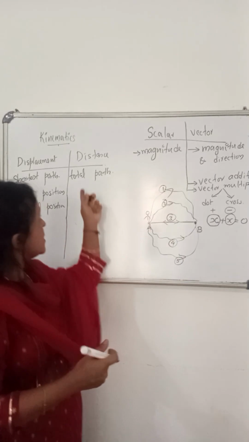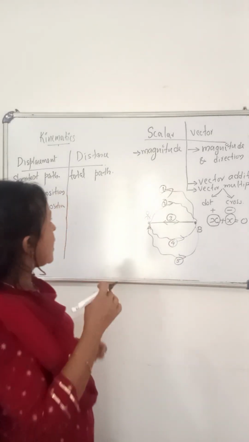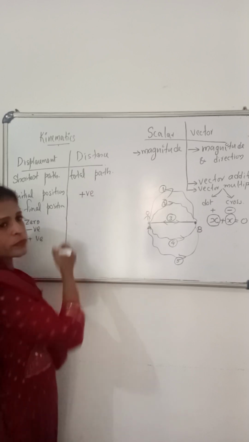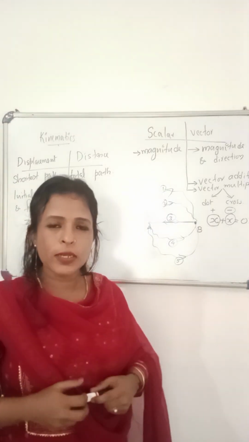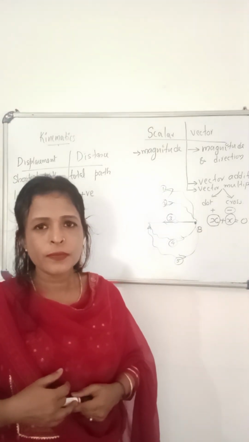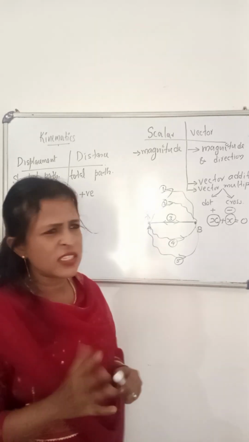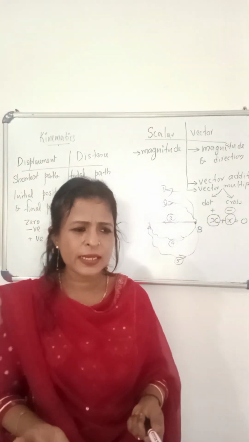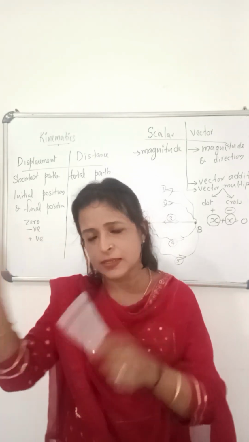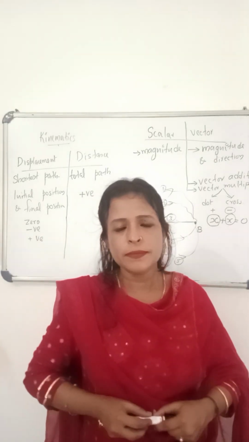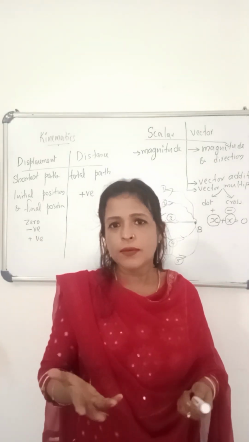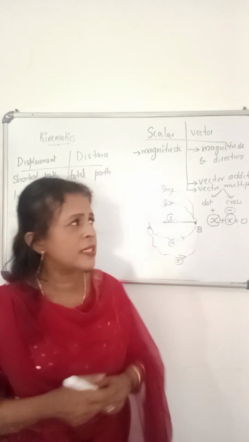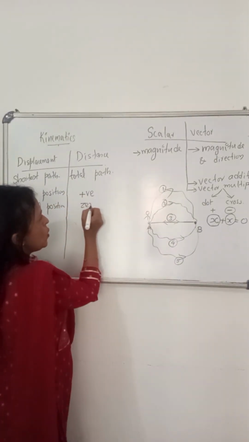Okay. And in the case of distance, distance can only be a positive value. Only a positive value, no negative value. If no path is covered, what is the distance? If the car remains in one place for one day and is not moving, we can consider the distance sometimes as 0 also, no distance.